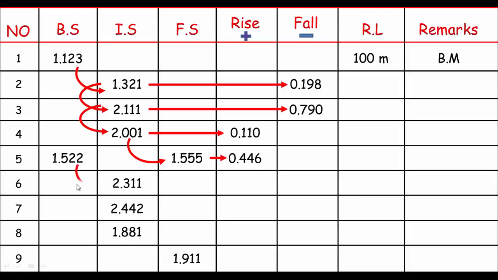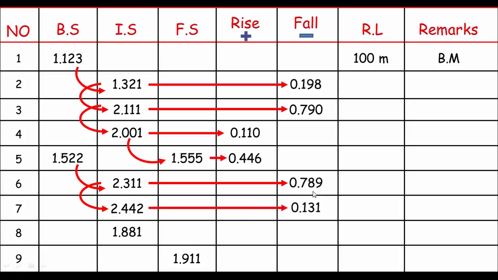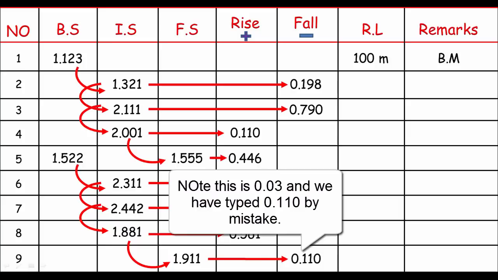Here again we are starting with the backsight. So backsight minus intersight will be a rise or fall, like 1.522 minus 2.311. This is just a fall. Here again I'm not putting the minus sign, because the fall column contains all the values having minus. And again intersight minus intersight will be a rise or fall, like 2.311 minus 2.442, this is just a fall, 0.131. And again 2.442 minus 1.881 will be a rise, because the value is positive, 0.561. And lastly, the intersight minus foresight, like 1.881 minus 1.911. This is just a fall, 0.110.